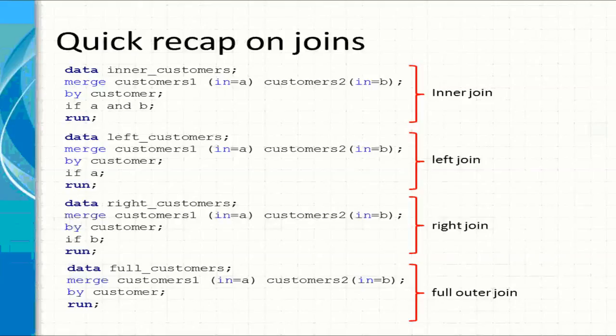A quick recap on joins. It will not be unfamiliar to those of you coming from SQL. With an inner join, you're merging two data sets on common cases, where the match occurs across both data sets. A left join means you're merging all of the observations on the left data set with the matching ones on the data set on the right, and vice versa for the right join. And with the full outer join, you're merging all of the observations on both data sets.